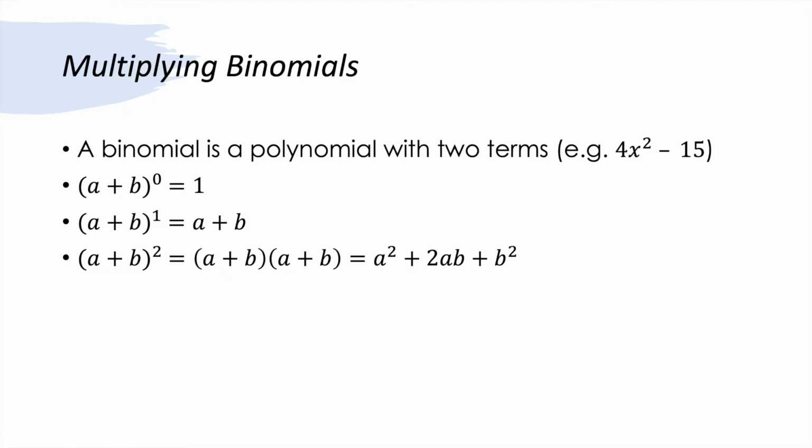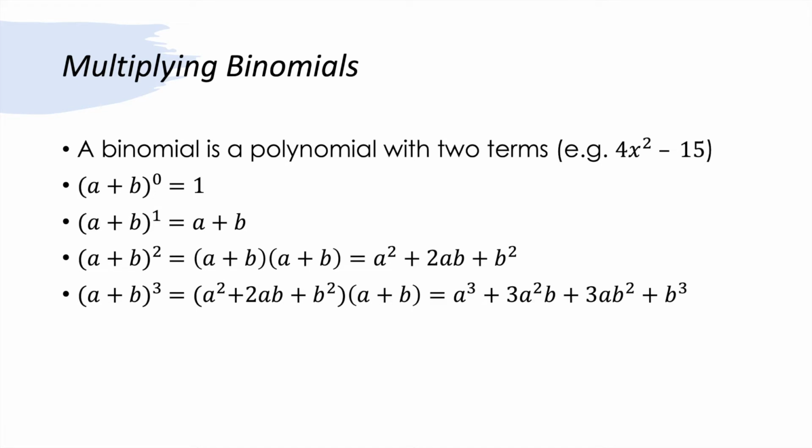If we want to find a plus b squared, we'll just take a plus b and multiply it by a plus b. And using the FOIL method and multiplying out all the terms, we get that a plus b squared is a squared plus 2ab plus b squared.